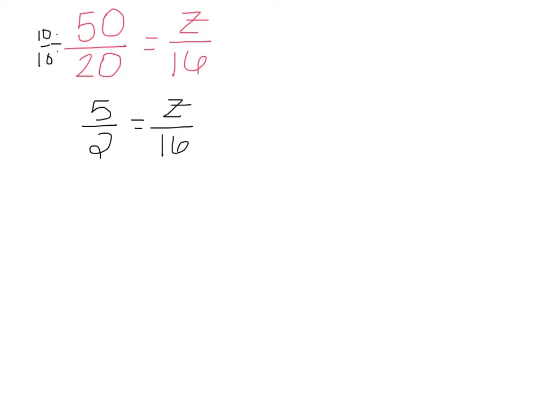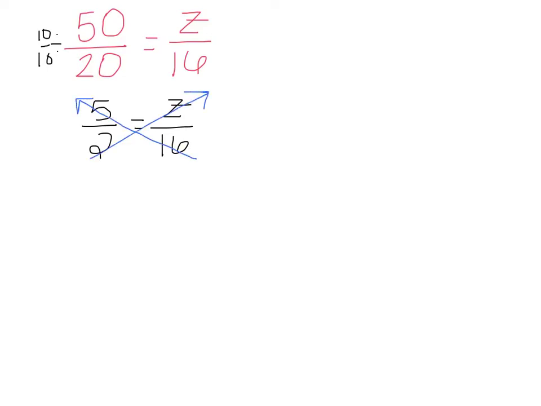And look, I've just made it now into a problem that we actually could probably solve in our head, right? 2 times 8 is going to give me 16. So 5 times 8 is going to give me 40. So I know my answer is z is 40. However, I still need you to show me the algebra. So I need you to show me cross products.